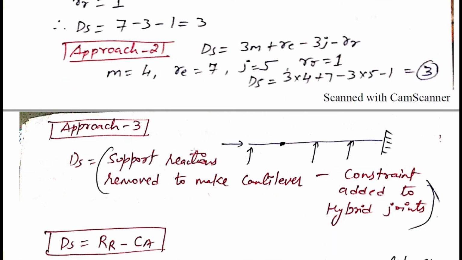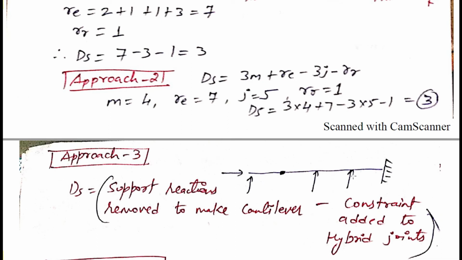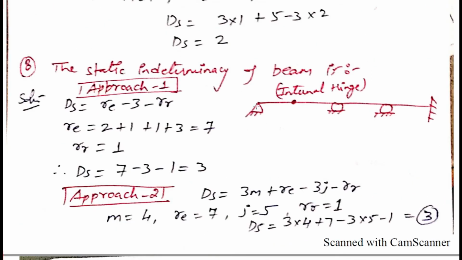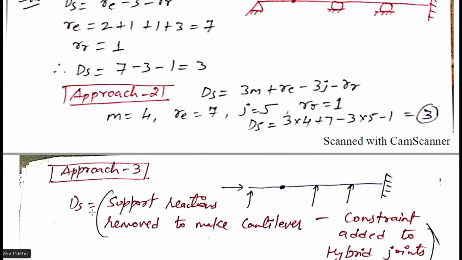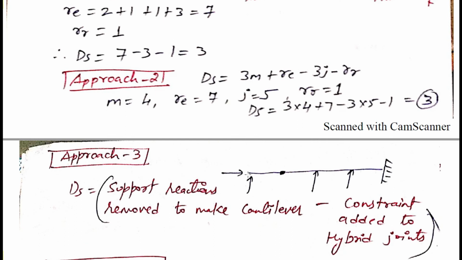Another approach we are having is by making the whole beam a cantilever. So by removing this hinge support here, and the roller support here and roller support here, we are trying to make this beam a cantilever beam. And you can see here 2 reactions are released here, 1, 2. And for this roller support, 1 reaction here and 1 reaction here. So the approach to calculate your static indeterminacy is the support reactions removed to make it cantilever. So how many support reactions are you removing here? You are removing 4 reactions here. 1, 2, 3, 4.